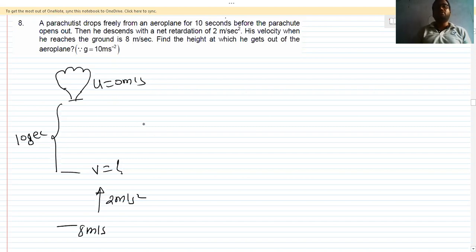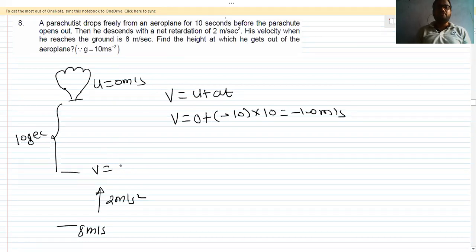So we can find the velocity at this point. And what is that velocity? Final velocity is equal to initial velocity plus acceleration into time. So final velocity is equal to initial velocity, which is 0, plus the acceleration, which is minus 10, into 10, which is equal to minus 100 meter per second. So here the velocity which we got is minus 100 meter per second. That indicates the velocity is downward. Now after that it reaches with 8 meter per second.